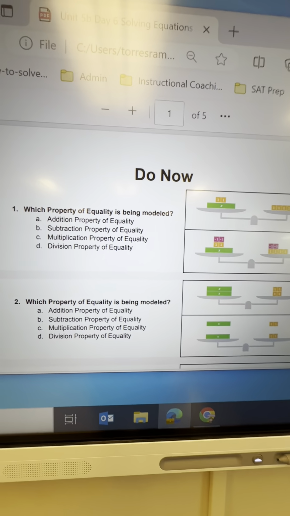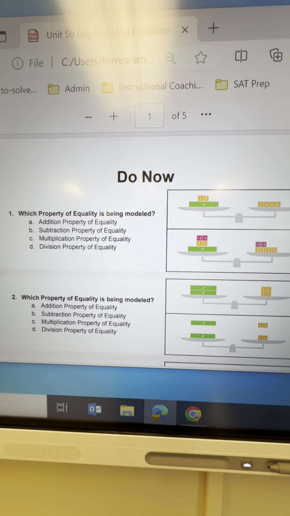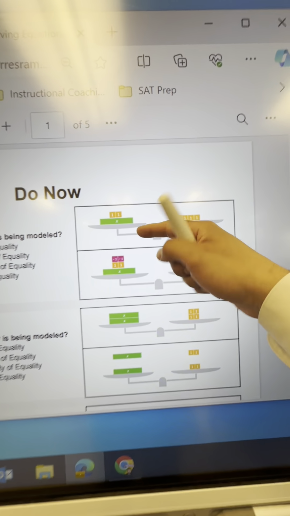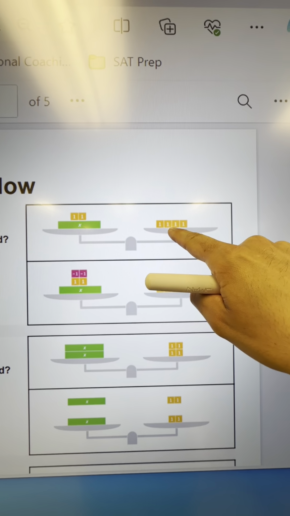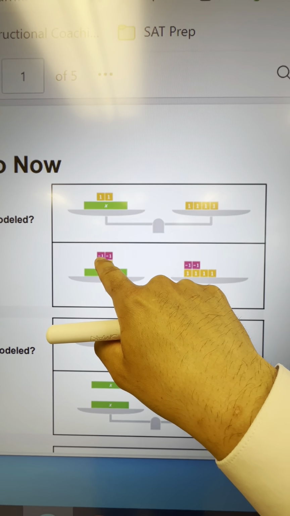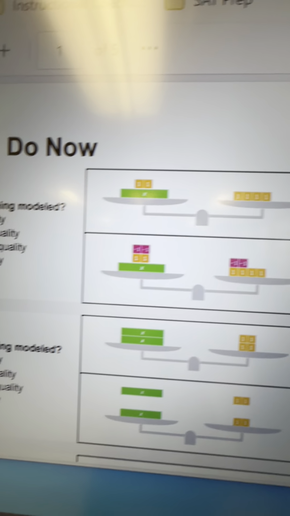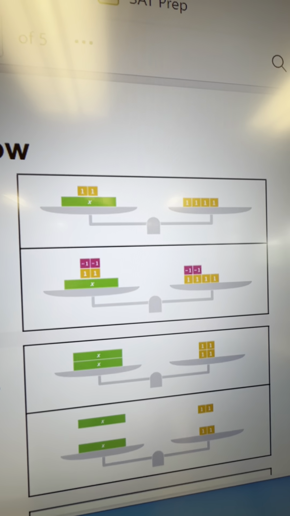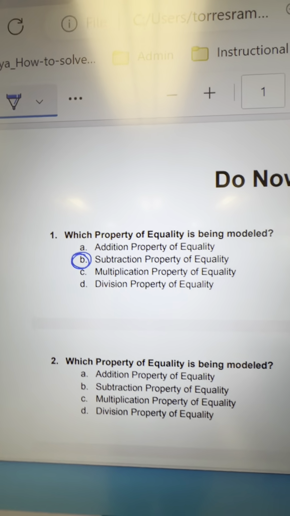This is today's do now. What you're going to do is just identify the properties of equality that are being used in the model on the right. Here we have x plus 2 equals 4, and they introduce two negatives on both sides. So this one would be subtraction property of equality, because they're taking away 2 from both sides. That's letter B, subtraction property of equality.